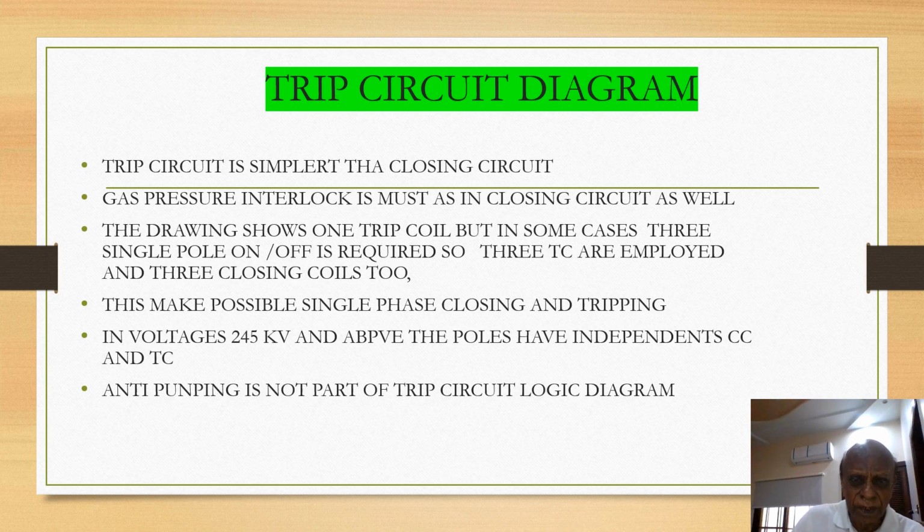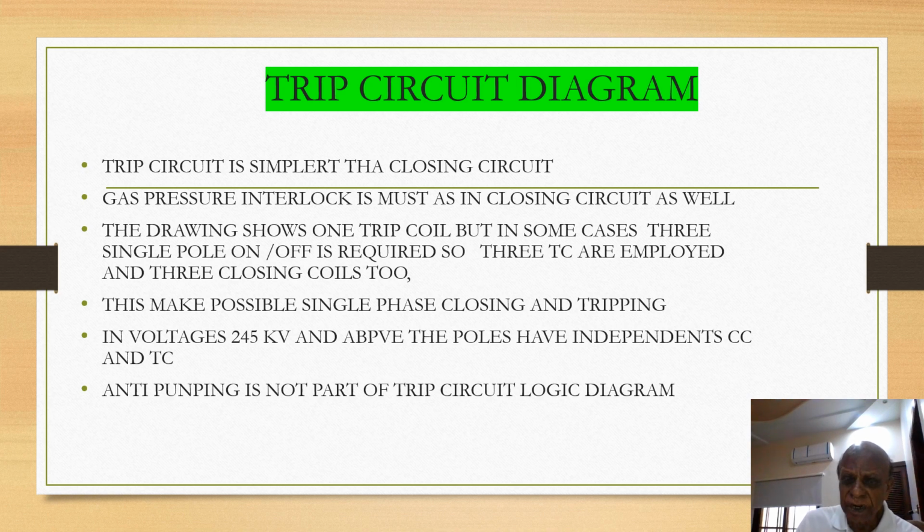The drawing shows one trip coil, but in some cases there are three single pole on-off arrangements, especially when we have breakers of 245 kV and above. Then there are three single poles, and there is a separate operating rod for each of the poles. There is no common operating rod, as there usually is in a 132 kV circuit breaker. Similarly, in GIS also they are independent.